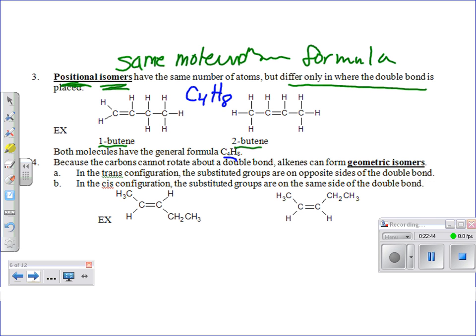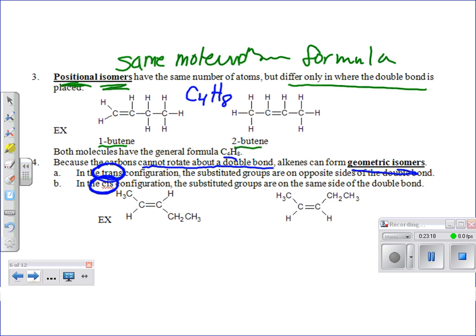Okay, so because the carbons cannot rotate about a double bond, they can also form something known as geometric isomers. So again, same molecular formula, but instead we're talking about the geometry is going to be different. These are probably the toughest, but don't let them be. There's 2 different types. You can have a trans and you can have a cis. Trans and cis. So again, the reason being, they can't rotate on that double bond. So you have to think about which side of that double bond they're actually on.